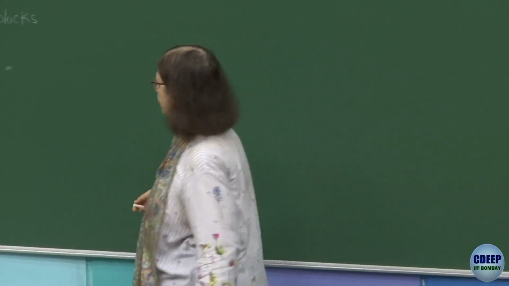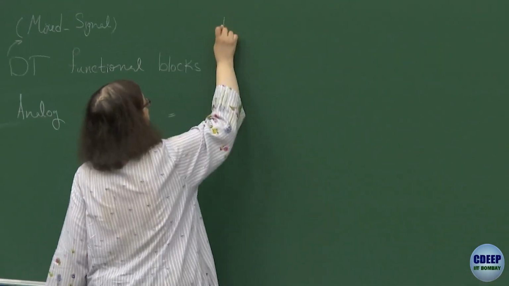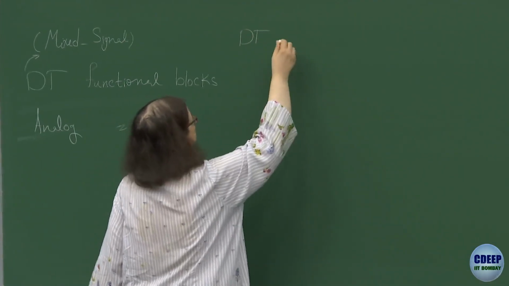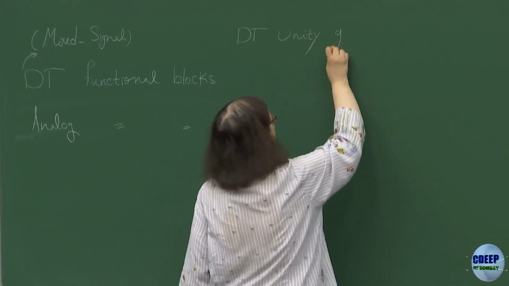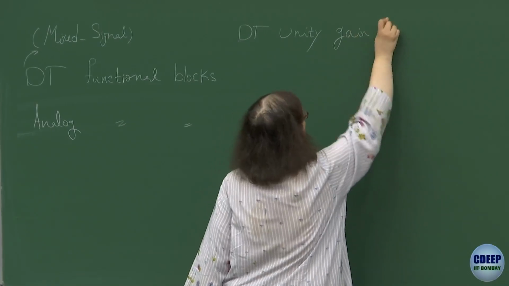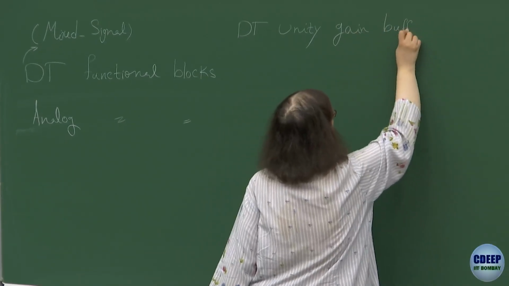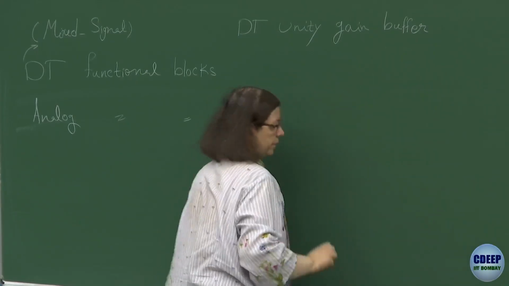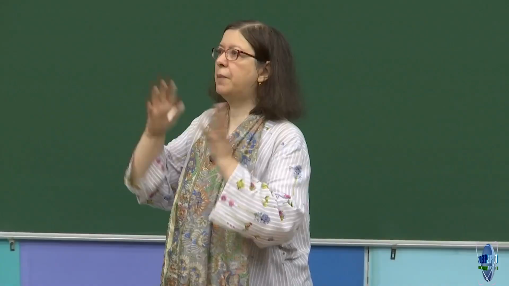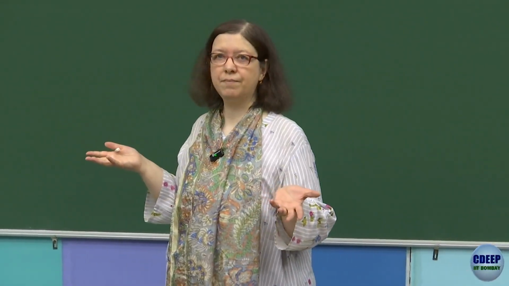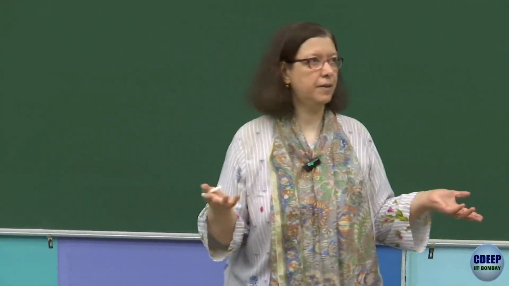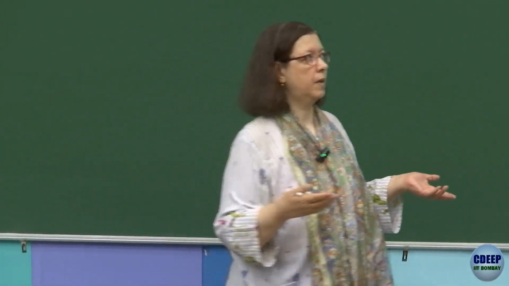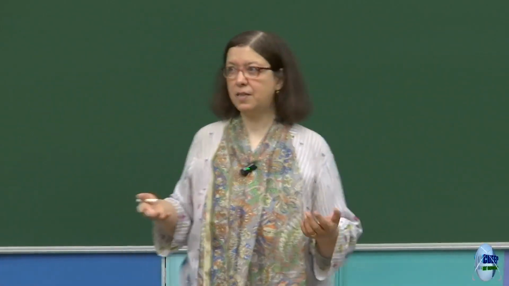So we started with a discrete time unity gain buffer, DT meaning discrete time. And the entire operation was based on sampling the input on a capacitor, and putting the capacitor around an op-amp, right? And then you get the operation of a unity gain buffer, the same way it operates in continuous time, but now it is discrete time.